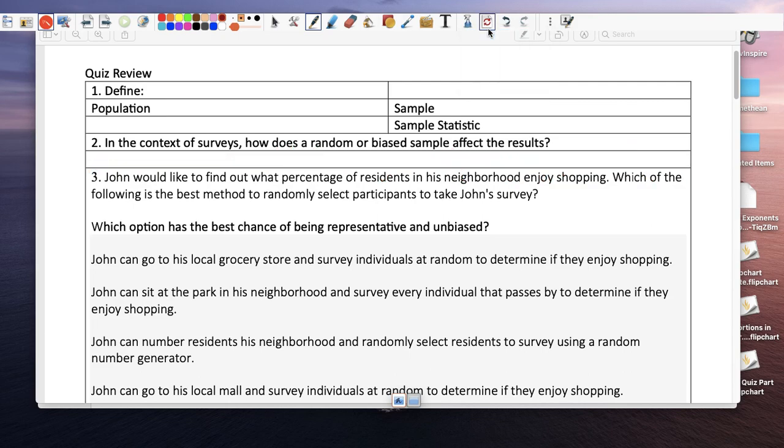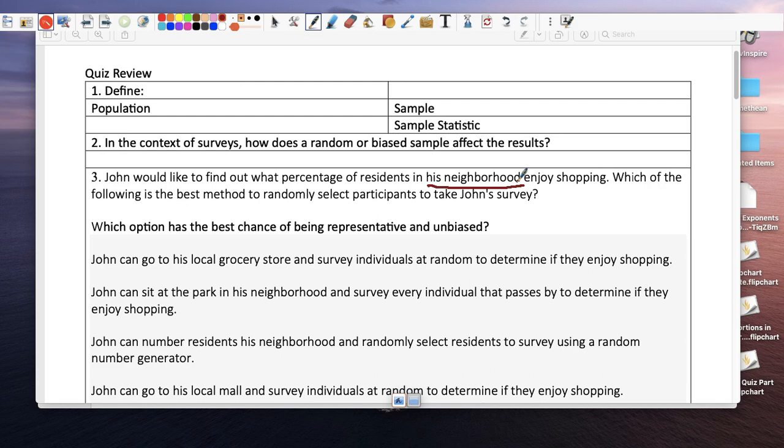Number 3. John would like to find out what percentage of residents in his neighborhood enjoy shopping. So he wants to find out the percent of residents in his neighborhood. That's the population, the people in his neighborhood. Which of the following is the best method to randomly select participants to take John's survey? So now we're going to take a sample. Imagine Whitestone or Flushing. You're not going to ask everybody, right? So you've got to take a sample. Which option has the best chance of being representative and unbiased?